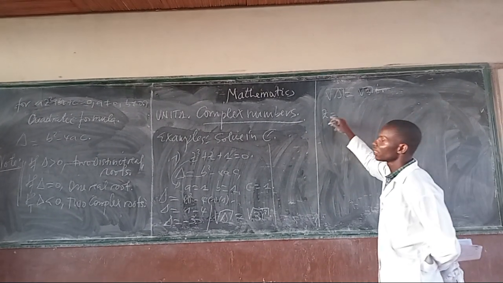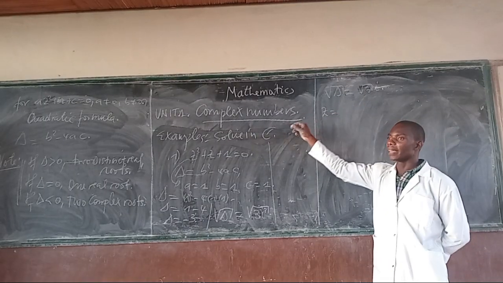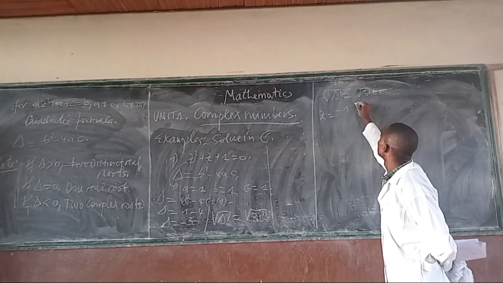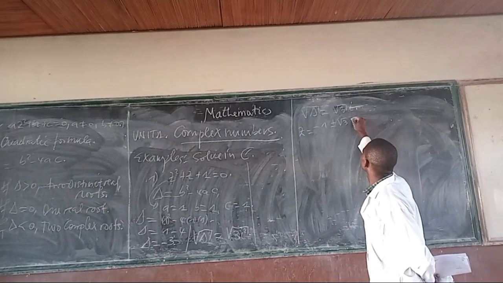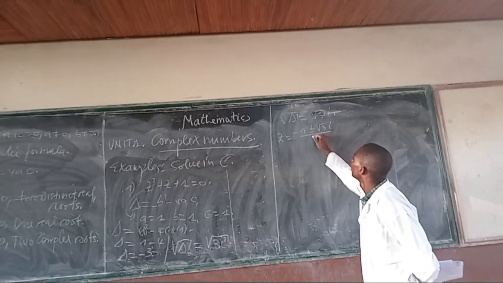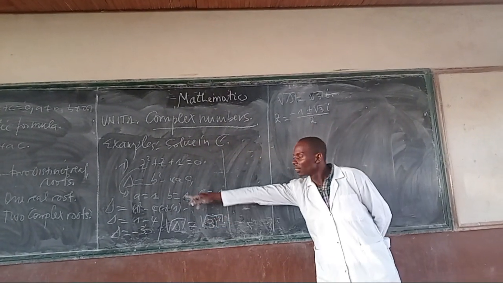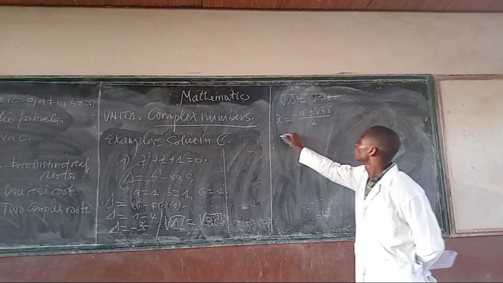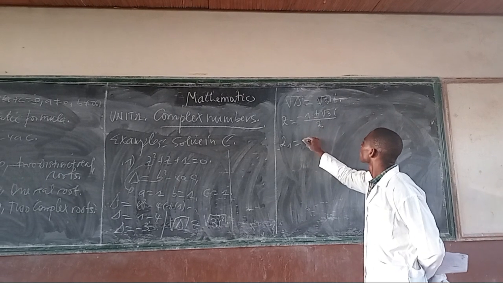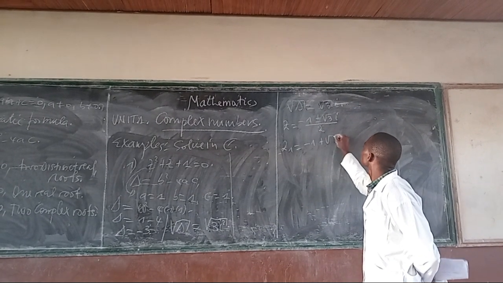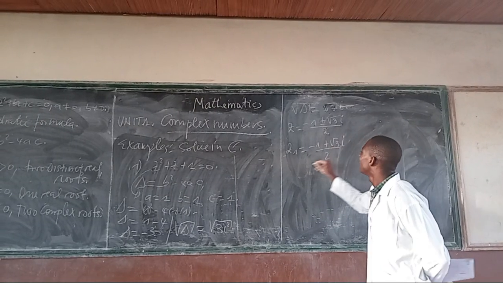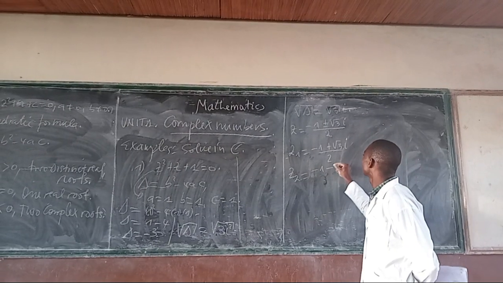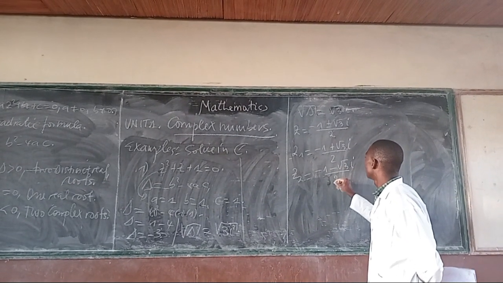We can say that z is equal to minus b, negative b is negative 1, plus or minus the square root of the determinant, which is the square root of 3 i, over 2a, and a is equal to 1, so we multiply by 2. Now we find that our z1 is equal to negative 1 plus root of 3i over 2, and z2 is equal to negative 1 minus square root of 3i over 2.